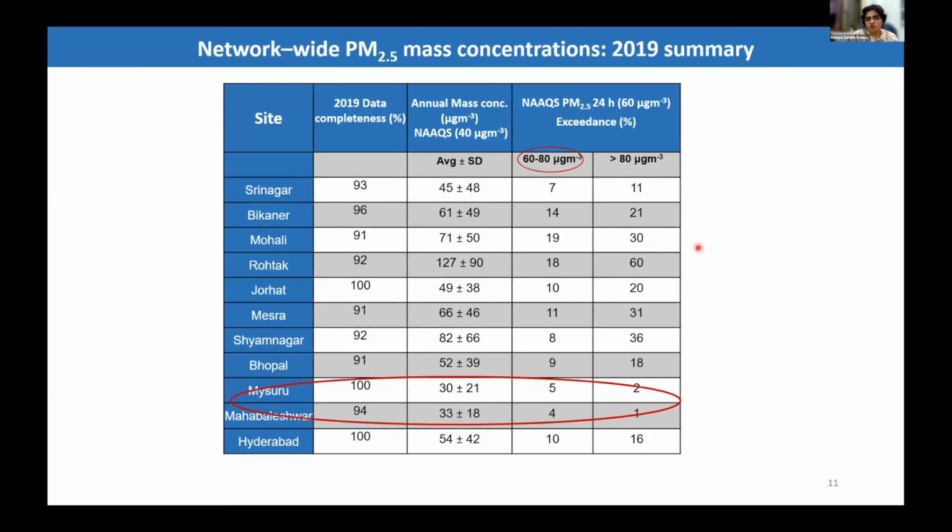I just want to show you a small snapshot. All of these locations, I said, were explicitly chosen to be regionally representative. Mohali and Rohtak, of course, will be regionally representative of the region in northern India that's quite heavily polluted.